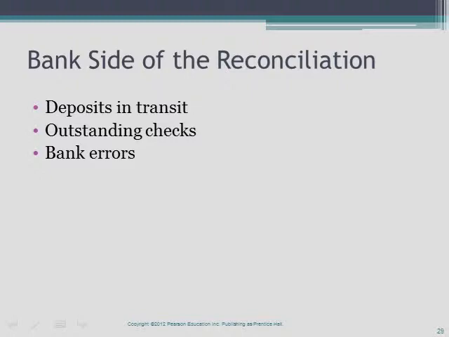Outstanding checks. You've recorded these checks in the general ledger, but the bank has not yet paid them because they haven't been presented for payment by the payee. Again, this creates a difference between the cash balance on the general ledger and the bank balance on the bank statement. And then there are bank errors. Maybe a bank transposes the amount it cleared a check for, or just cleared a check for a different amount. That causes a reconciling item between the GL and the bank statement until the bank corrects that and reflects it correctly on the next statement.